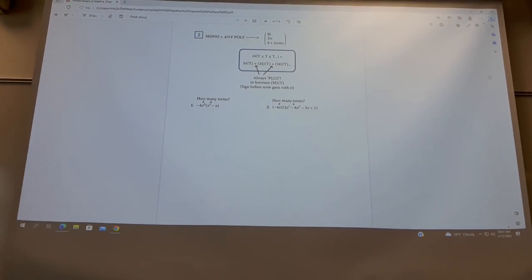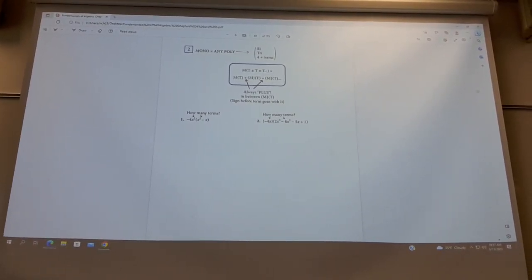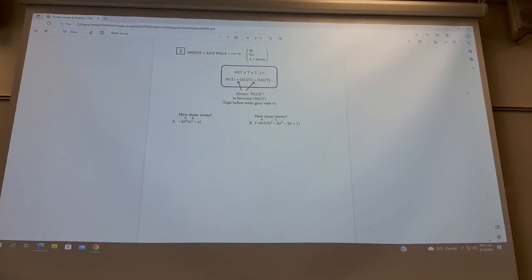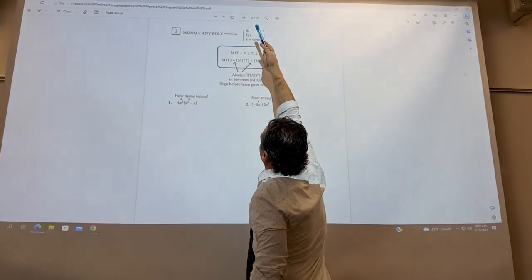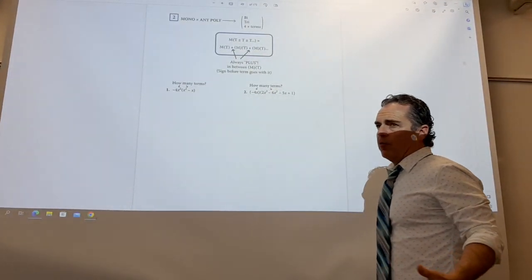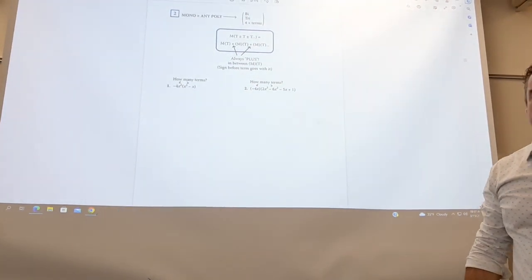Oh, the next one. Mono times any poly means you're going to have a monomial times something besides a monomial. It shows up there in parentheses. You can have a bi, a tri, or four or more terms. So the any poly is a binomial or something greater, okay?